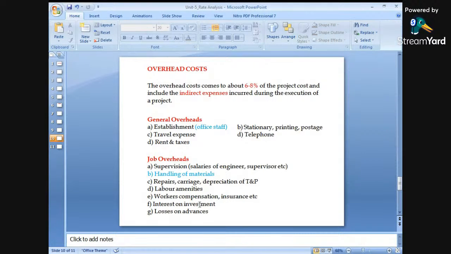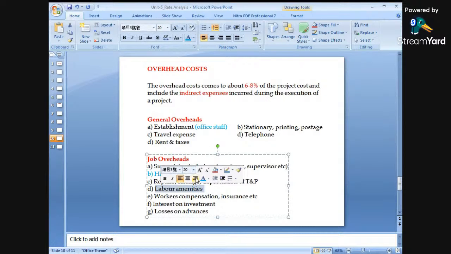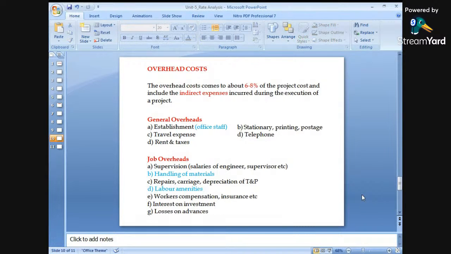Next is labor amenities. If we are constructing labor huts or labor camps, labor related residential facilities are required. If the laborers are staying at the site, we have to provide some amenities, that is, the facilities at the site related with the laborers. Again, a cost will be required, which will be considered under the overhead charges.